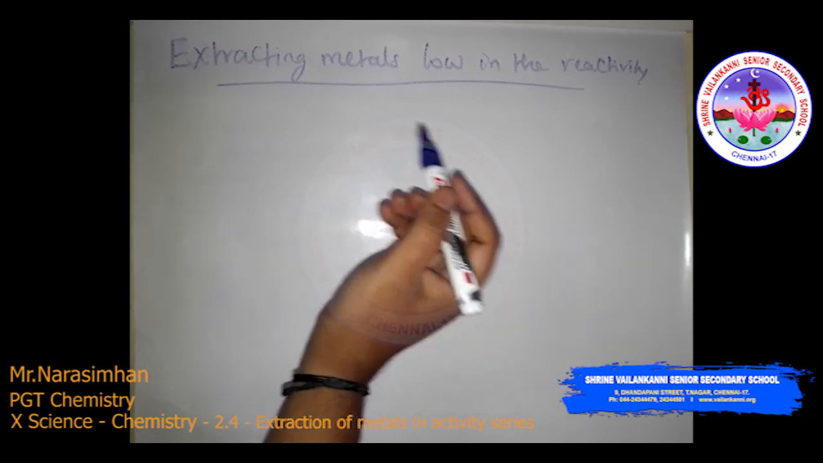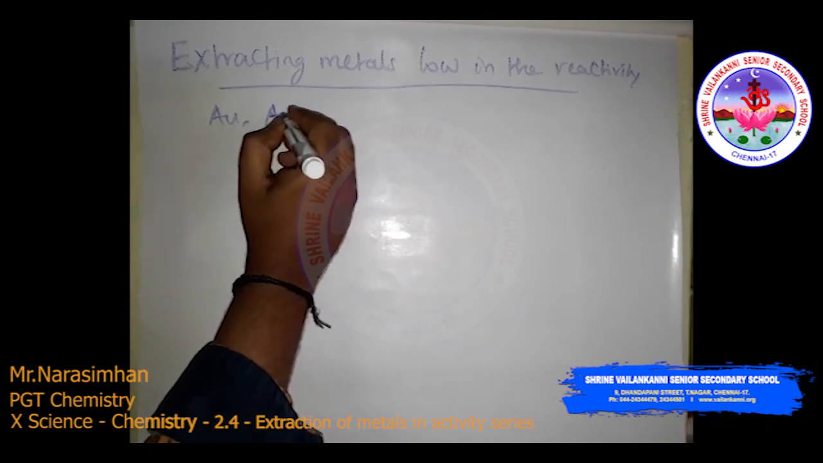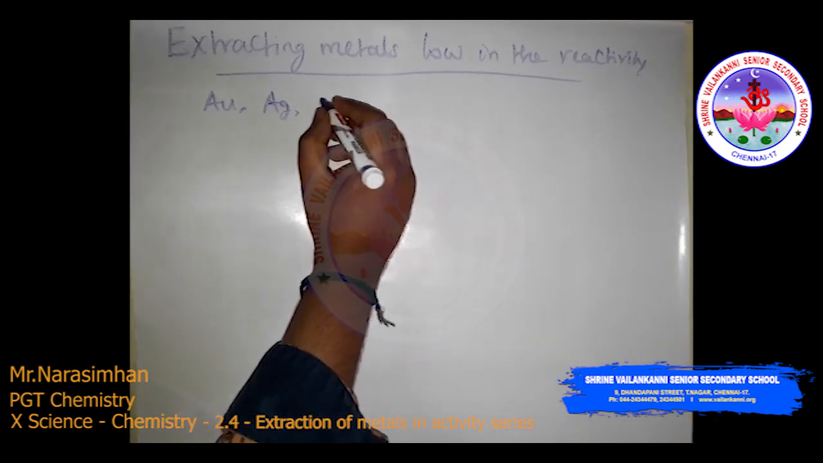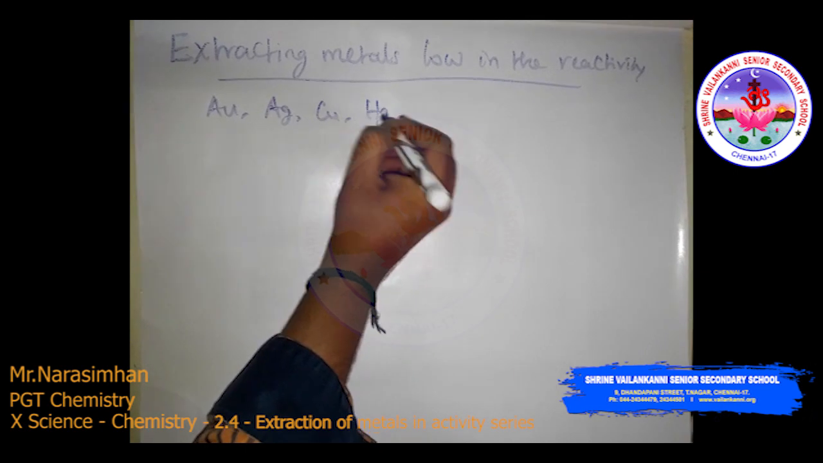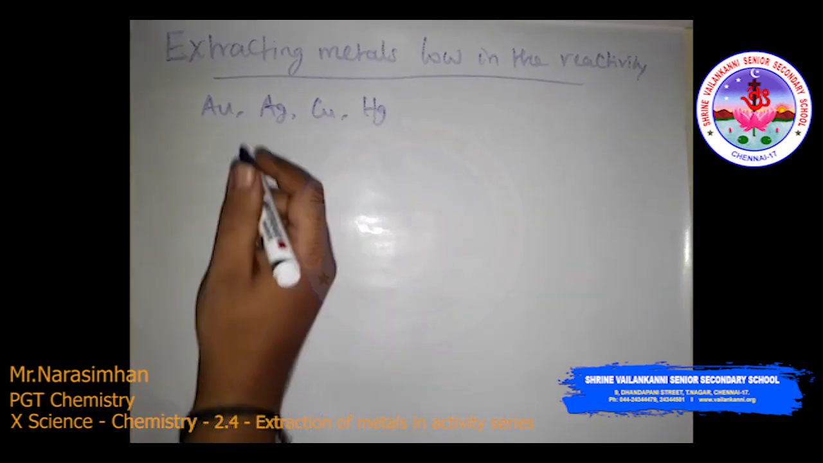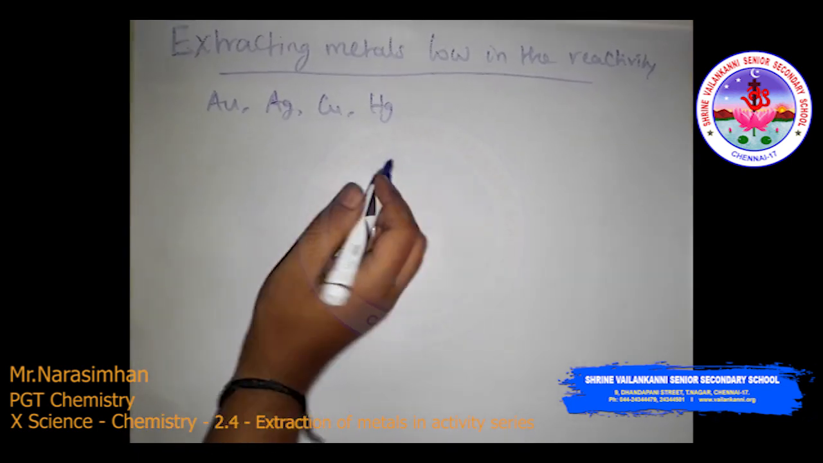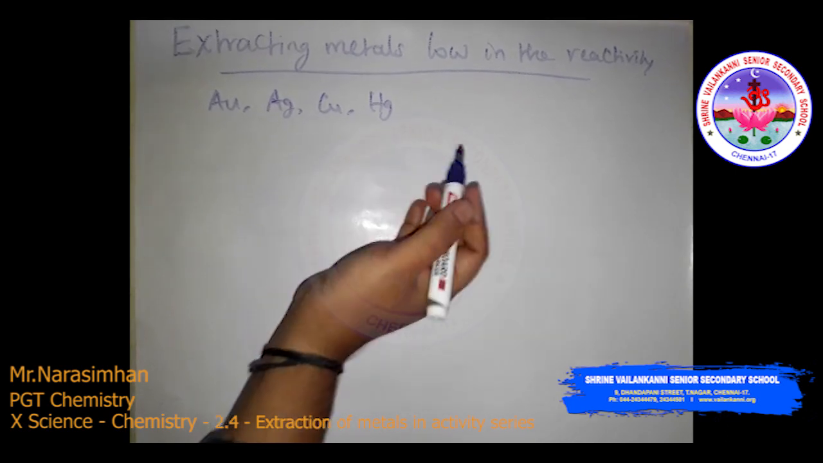What are the low reactivity elements? Like gold, silver, copper, mercury. So these are the least reactive elements. Actually, these metals are non-reactive. The oxides of these metals can be reduced by heating.